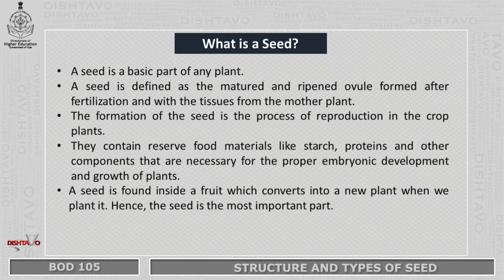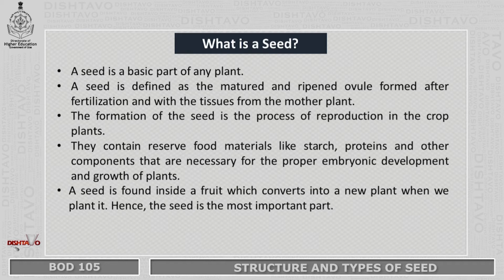What is a seed? Students, seed is the basic organ of a plant. There are various definitions for seed, and seed is defined as the matured and ripened ovule which is formed after fertilization and with the tissues from the mother plant. The formation of a seed is nothing but a process of reproduction in the crop plants.